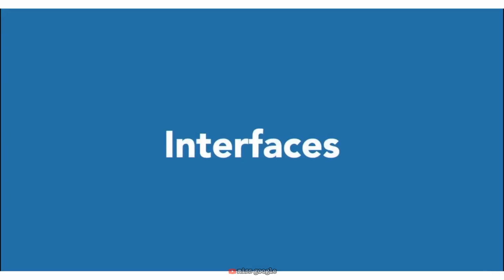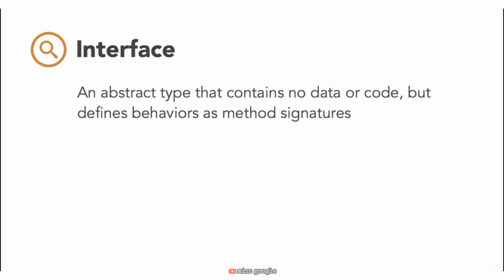What is an interface? An interface is, quite simply, an abstract type that contains no data or code, but defines behaviors as method signatures. In other words, this is a class in which we can define methods and their signatures, but not define exactly how those particular methods are supposed to work.